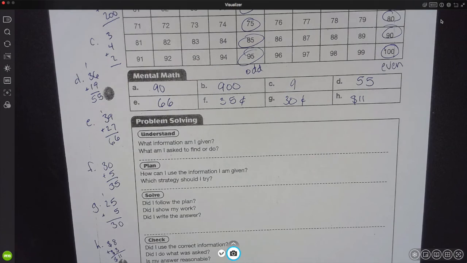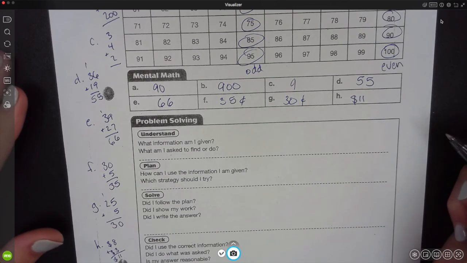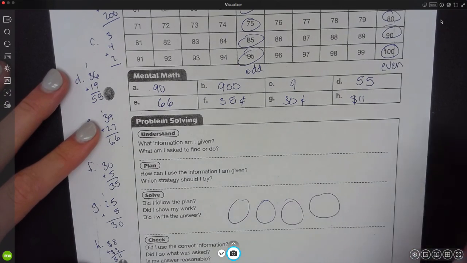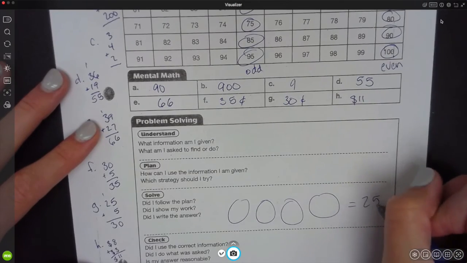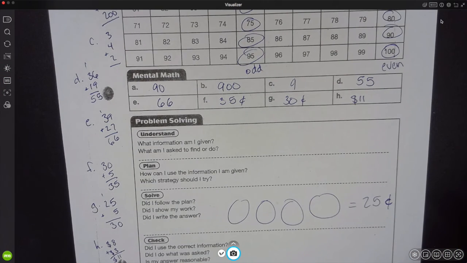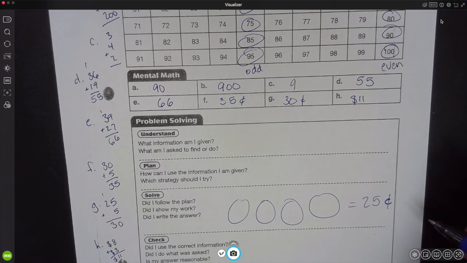Our problem of the day says Sally has 4 coins in her pocket totaling 5 cents. What coins does she have? Sorry, totaling 25 cents. What coins does she have? 1, 2, 3, 4. They got to equal 25 cents. All right. When I do problems like this, I like to start with something with 1 coin and then change it to see what I need to do.